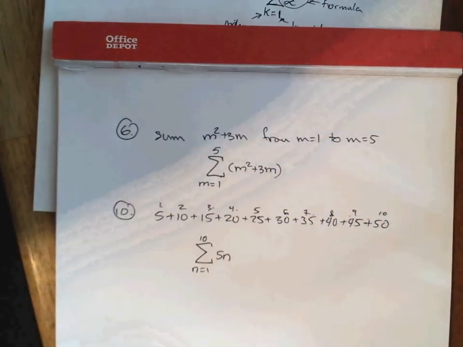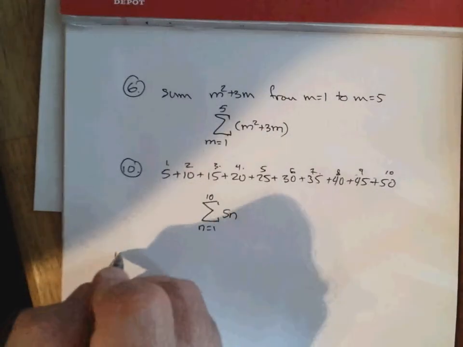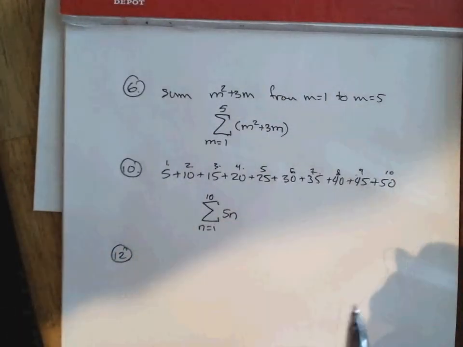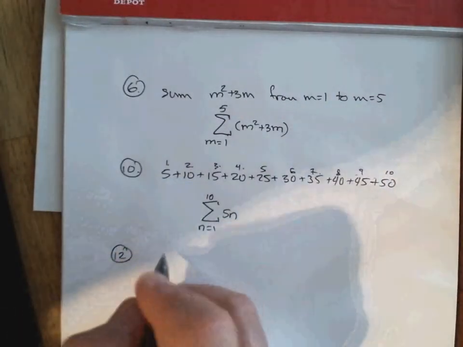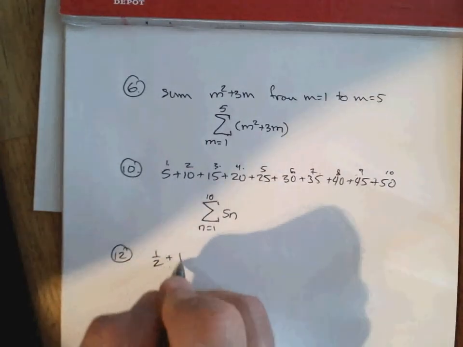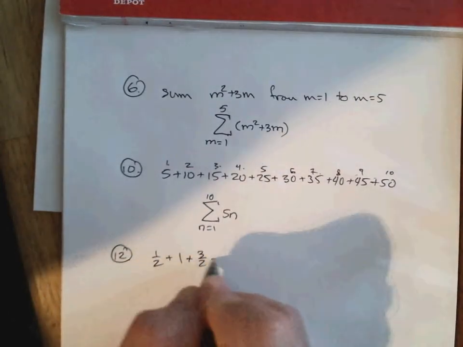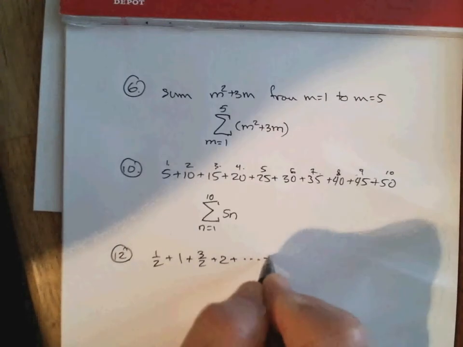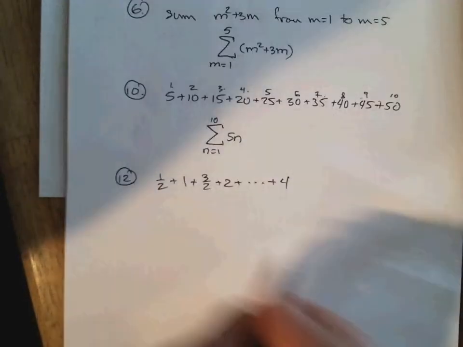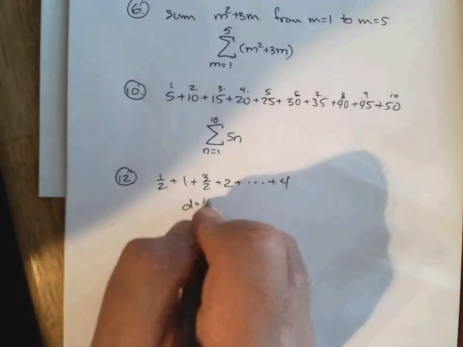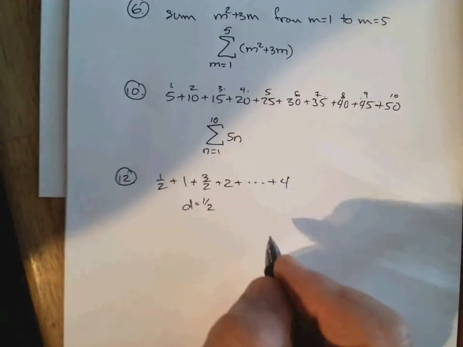And so there's your formula for how we would write this. In number 12, the arithmetic sum we have is a half plus 1 plus 3 halves plus 2 plus up to 4. So it's easy enough to see the common difference. We're adding a half every time.